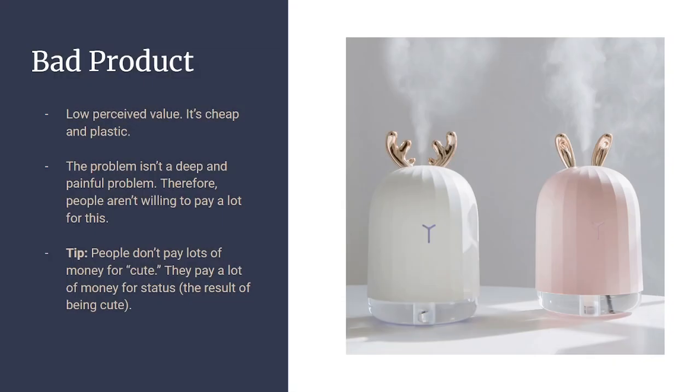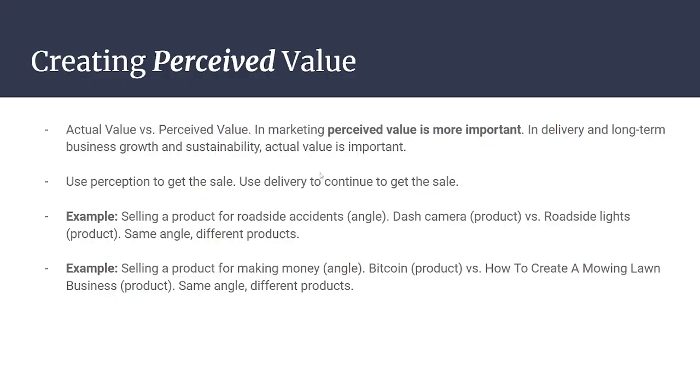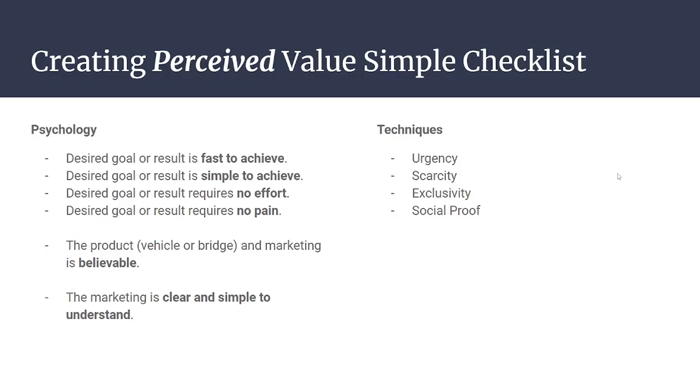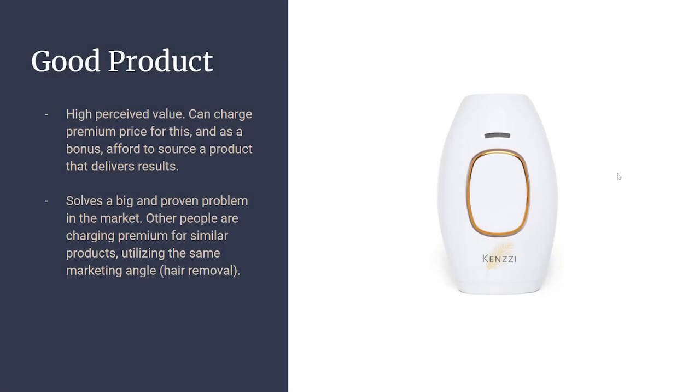Same thing with this humidifier. It looks cute, but it has low perceived value. It's cheap and plastic. The problem isn't deep and it's not even painful. Therefore, people aren't willing to pay a lot for this. Again, even though it's cute, people don't pay lots of money for cute. They pay a lot of money for status, the result of being cute. And this brings no status. It's just a shitty product. Even if you try to frame it around status, it's still shitty. So it comes back to the angle example right here. Selling a product for status. Humidifier versus Louis Vuitton. Same angle, different products. Hopefully that makes a bit more sense now.